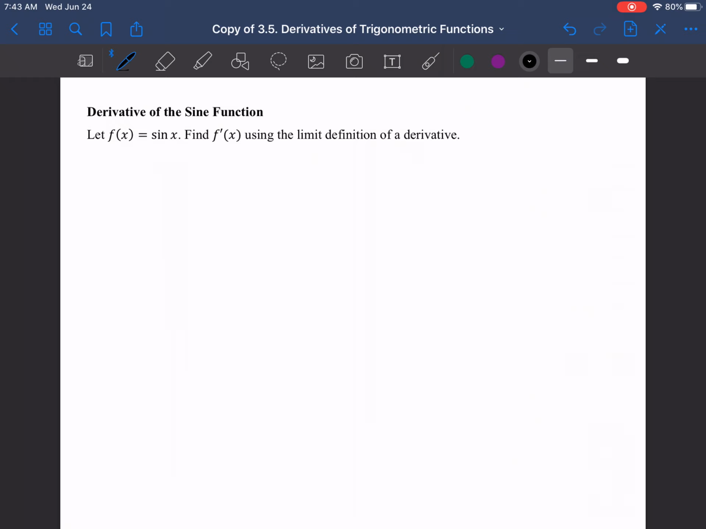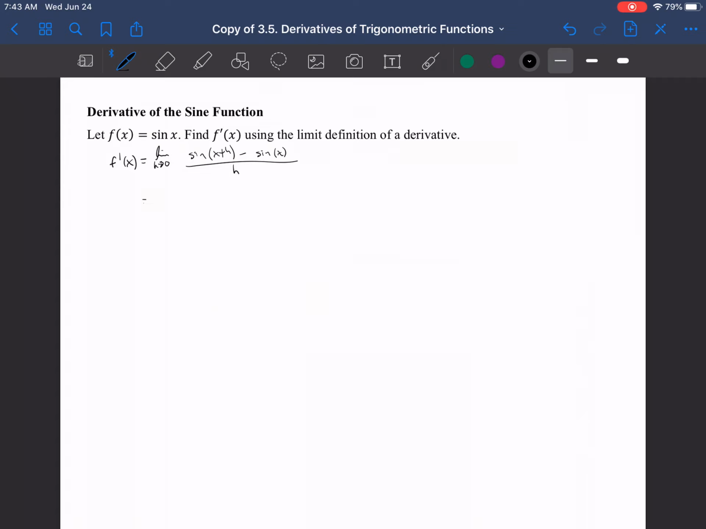Let's take a look at the function sine of x. And so what we want to do is find the derivative using the limit definition. So we're going to start with f prime of x is equal to the limit as h goes to 0 of the sine of x plus h minus the sine of x. So this just comes from our f of x plus h minus f of x all over h. And now we need to actually go through and do this.